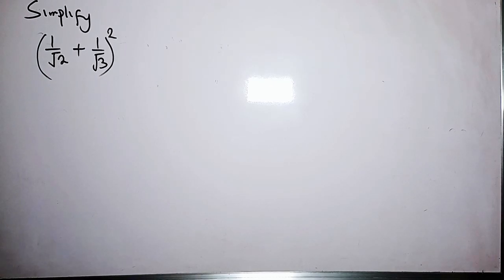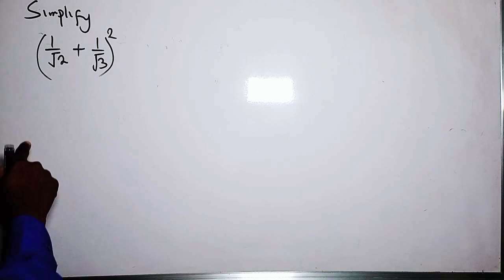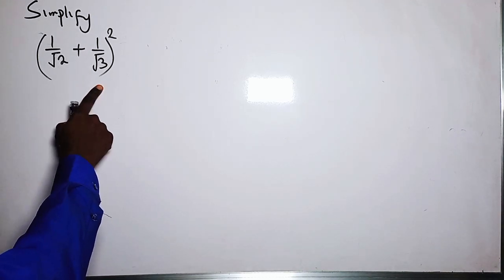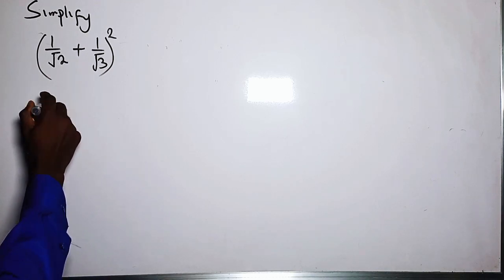The question says simplify this expression. Okay, so we have 1 over root 2 plus 1 over root 3, everything in the parentheses squared. So how do we do this?